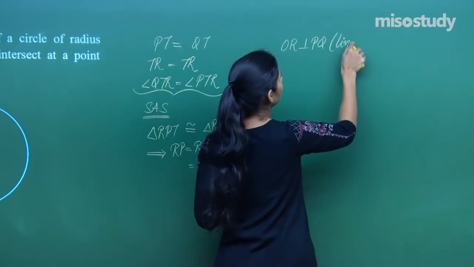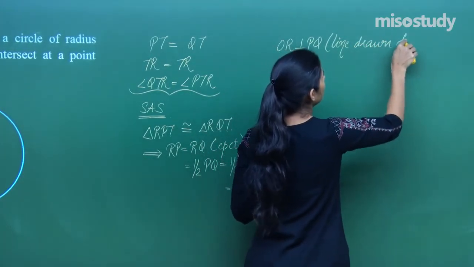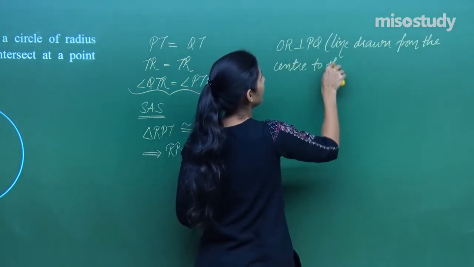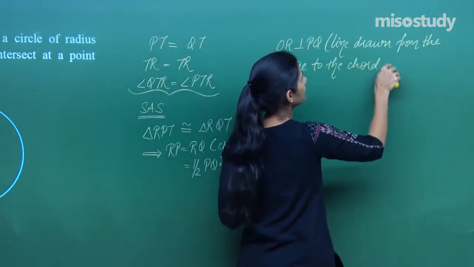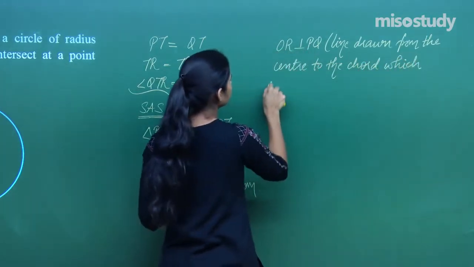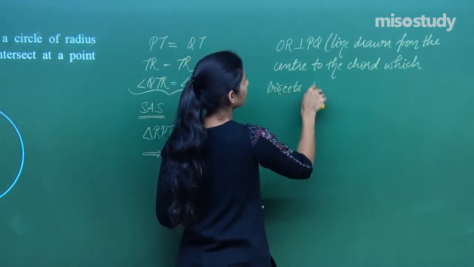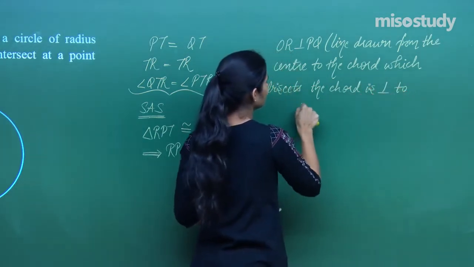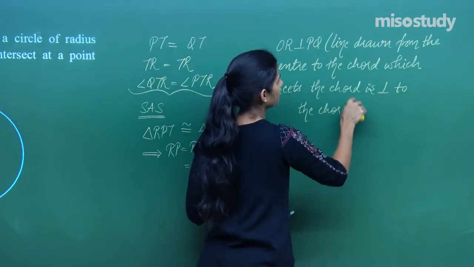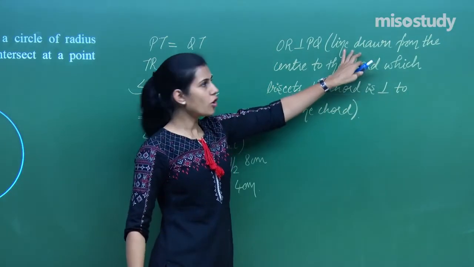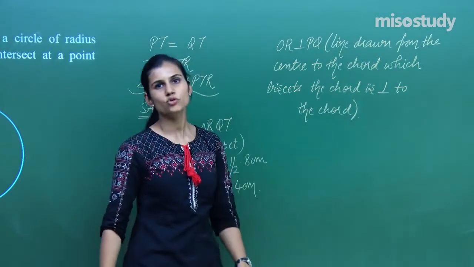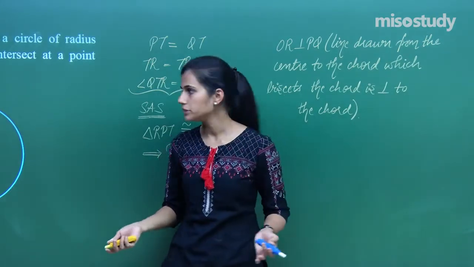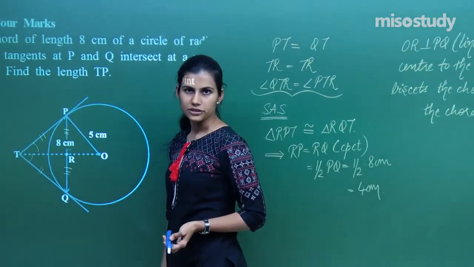Why? Because a line drawn from the center to the chord, which bisects the chord is perpendicular to the chord. Clear? Line which is drawn from the center to the chord which bisects the chord has to be perpendicular to the chord. This is the converse of the statement that perpendicular drawn from the center to the chord bisects the chord. Now you have this angle is of 90 degrees.